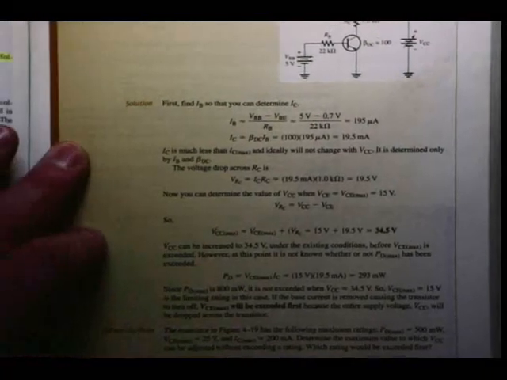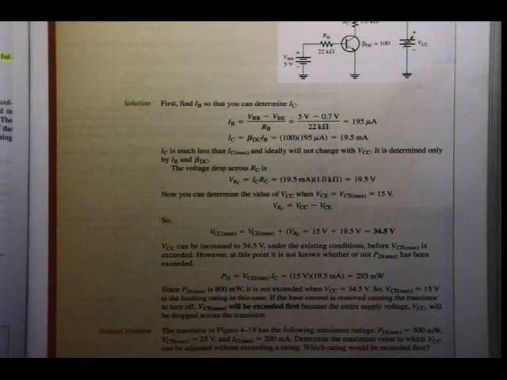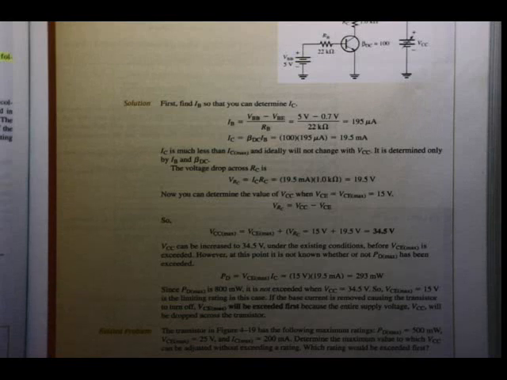The question asks, the transistor in figure 4-19 has the following maximum ratings: PD max is 800 milliwatts, VCE max 15 volts, IC max 100 milliamps. Determine the maximum value to which VCC can be adjusted without exceeding a rating. And if a rating is exceeded, which rating would be exceeded first?